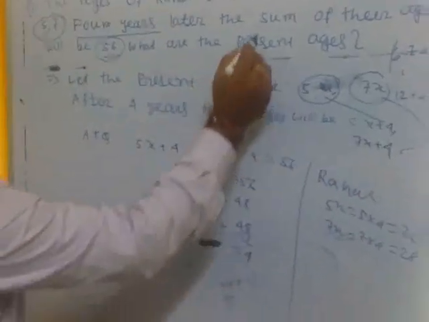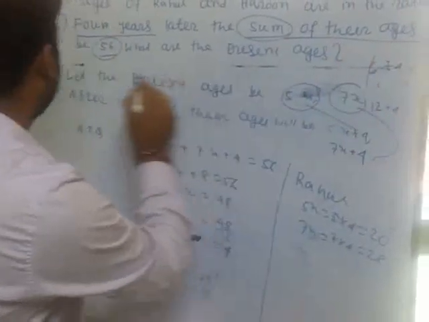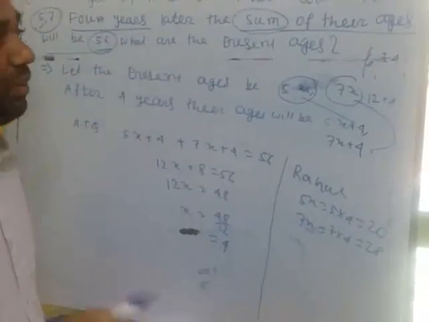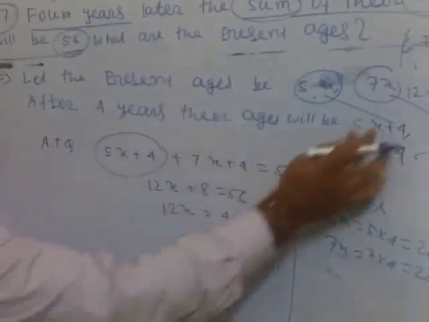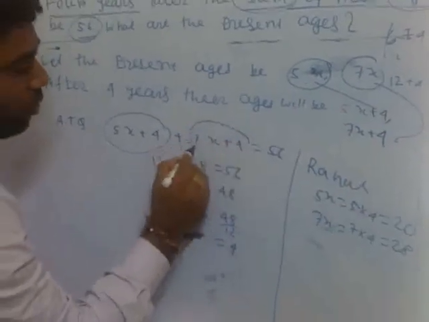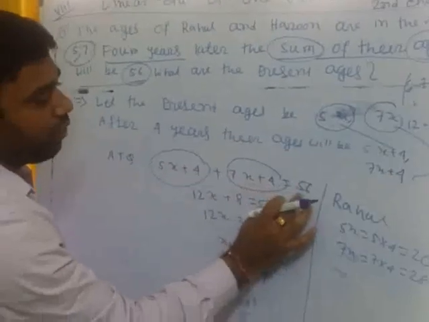And sum means adding. The sum of their ages will be 56. Sum of ages means which age? That is after 4 years. After 4 years, the ages will be 5x plus 4 and 7x plus 4. Adding these two, the sum of the ages of Rahul and Harun equals 56.